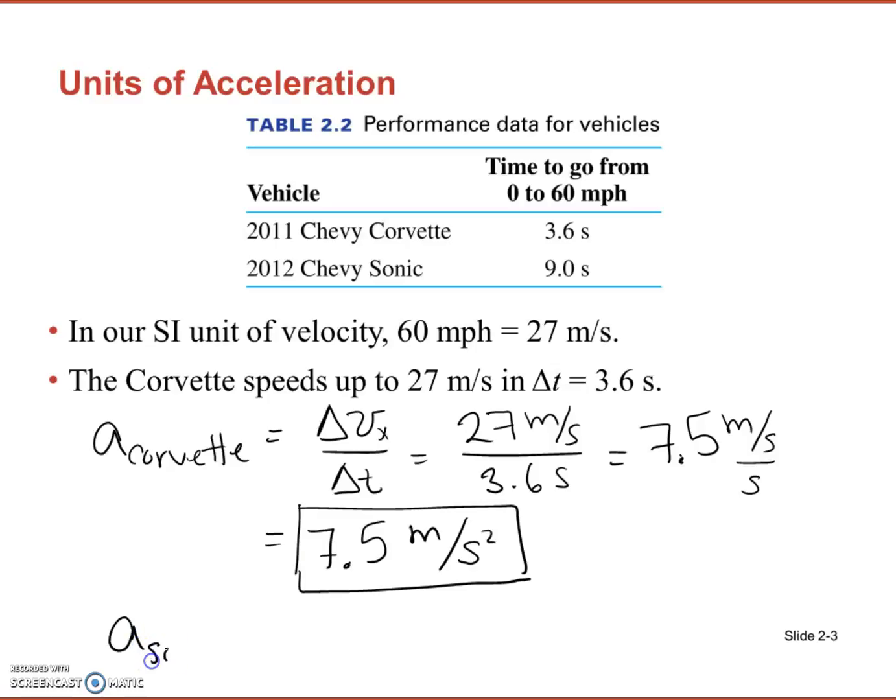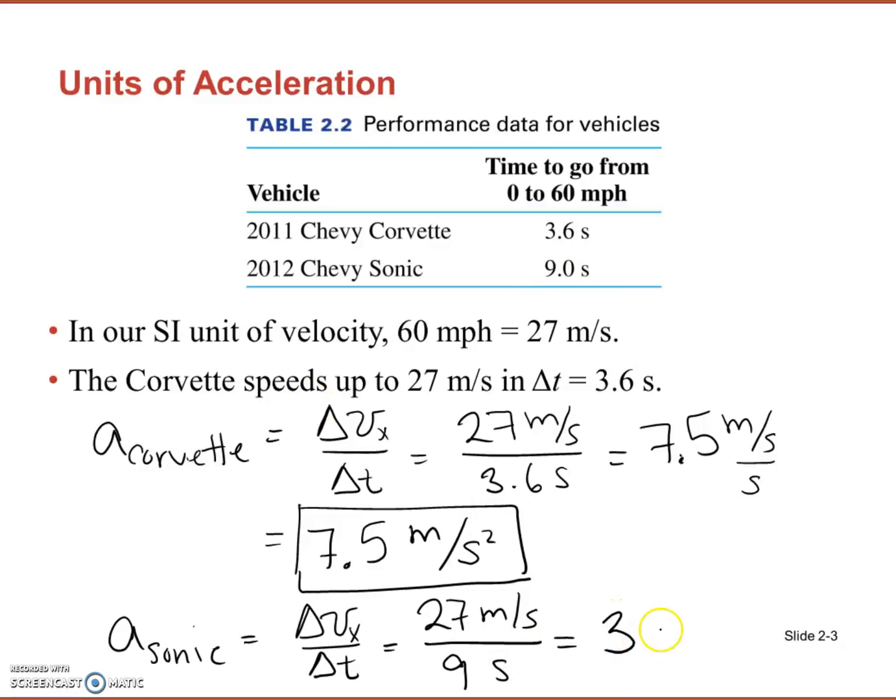Just to follow up, the Sonic has an acceleration. Again, we're using the same expression, how much the velocity changes in some time interval. In this case, we have the same final velocity, same initial velocity, but a time interval of 9 seconds. That gives me 3 meters per second squared for the Sonic.